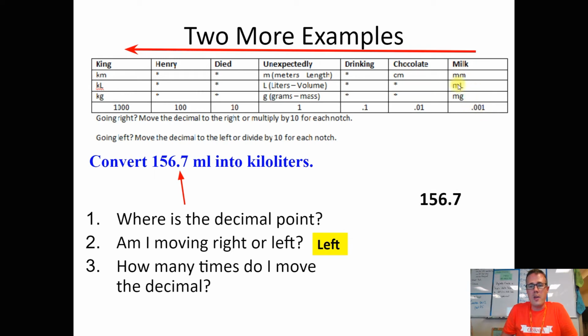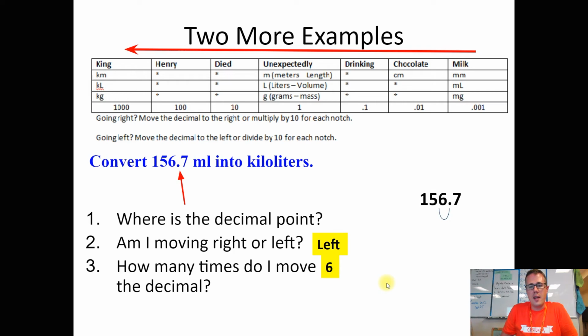Well, now we're starting way over here on milliliters, where milk is, and we're going all the way over to the other side where K is for kilo. So we're going left. We're going 6 spots this time. So there's going to be a lot of movement.